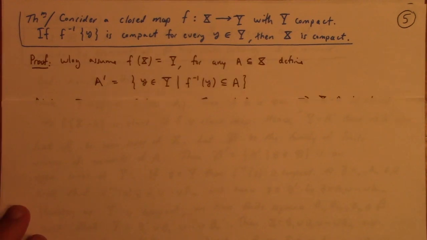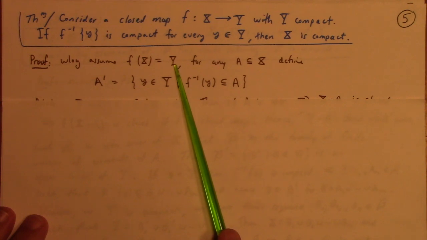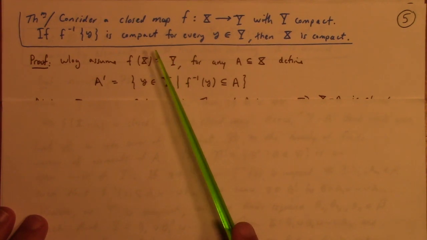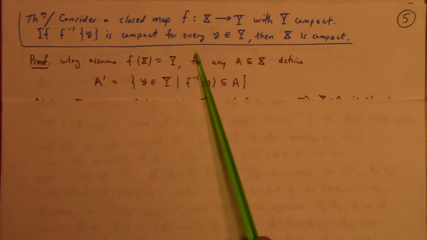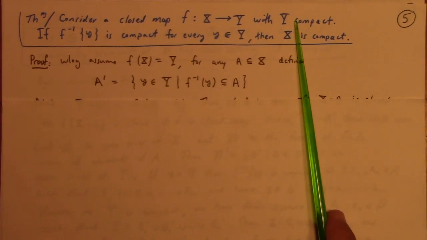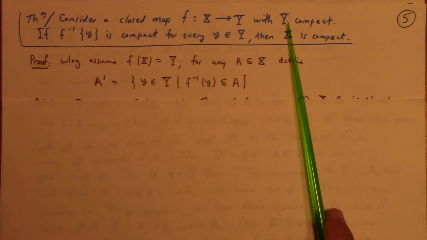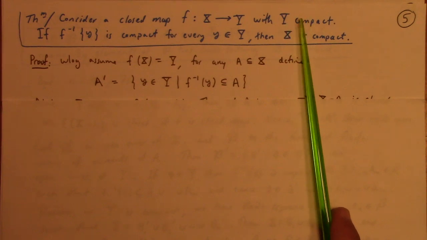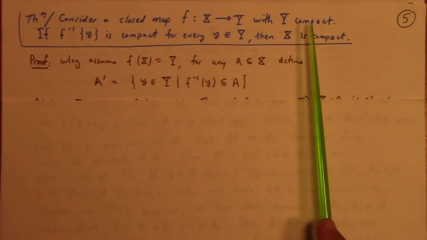He says without loss of generality, you can assume that f of x is equal to y. So if the map was not onto, then if you think about it, it's fairly clear that the subspace of the codomain, which is the range, would also be compact, given that Y is compact. It's pretty easy to see that. So there's not really any loss of generality here.